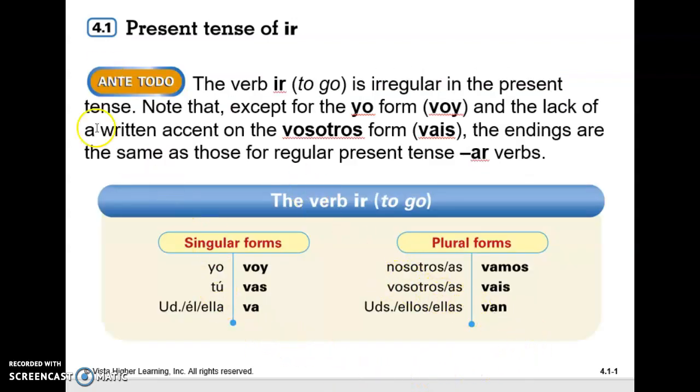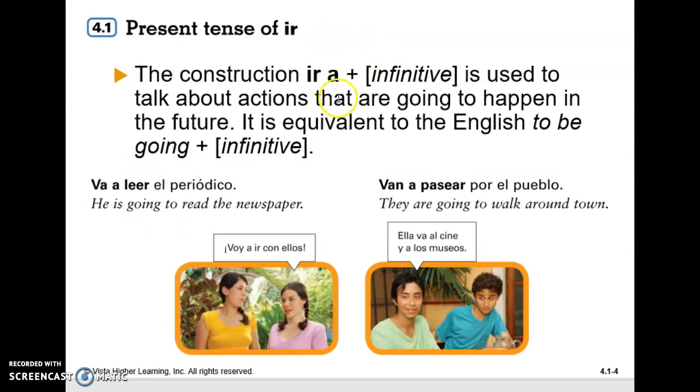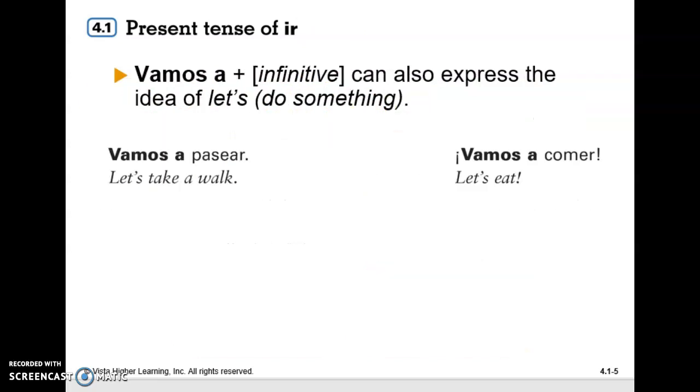You can come back in here and look at the conjugations for verb ir. And remember, we use it to say to go to a place. And there's a little change in here. And we also use it to say, I'm going to do something. Voy a leer, voy a estudiar, voy a comer. Voy a comer una hamburguesa hoy.